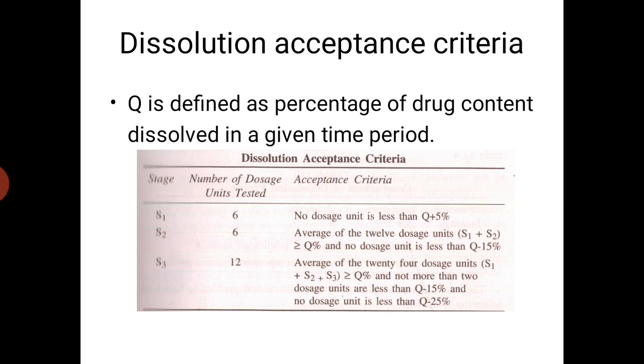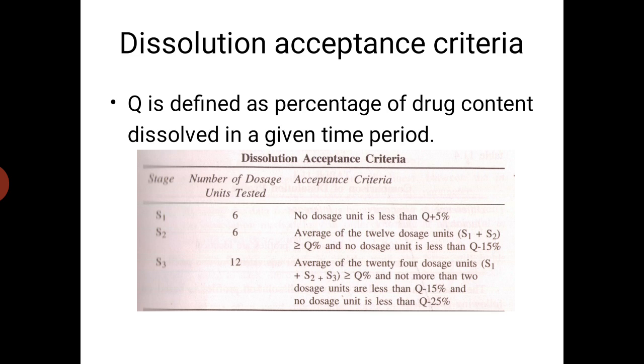6 tablets we performed in stage 1, 6 tablets in stage 2. Take the average of 6 plus 6, 12 tablets. So the average of the 12 tablets of stage 1 and stage 2 should be greater than Q percentage. That means it should be greater than only 80% in 30 minutes. Average of 12 tablets should be greater than Q percentage, and no dosage unit should be less than Q minus 15.